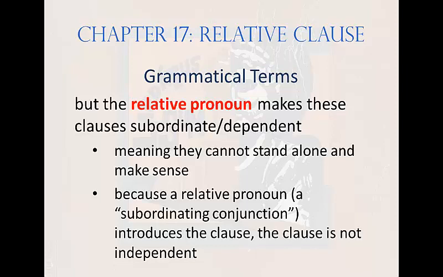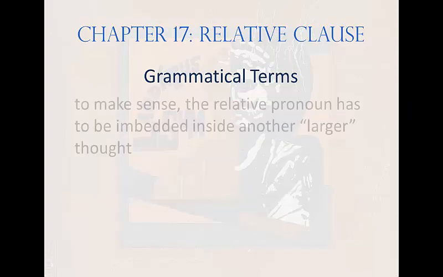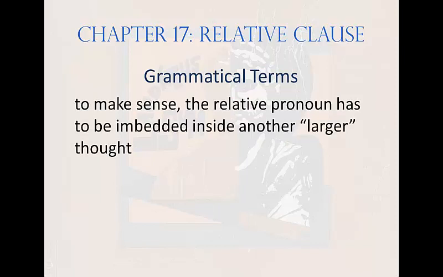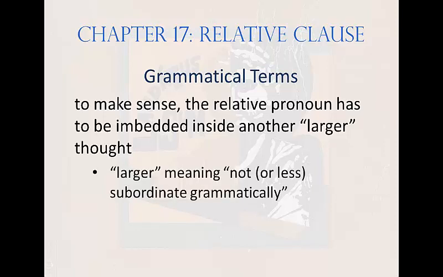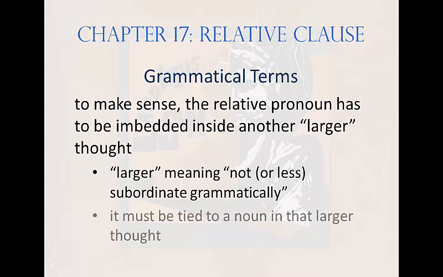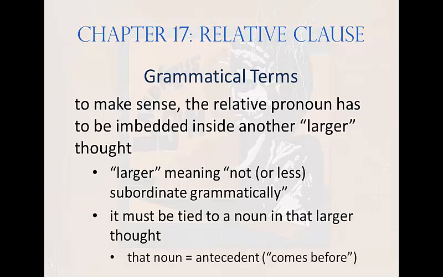That's what clause means, that there's full grammar, but that the statement cannot stand alone and make sense. In order to be part of a grammatical construction that makes sense, the relative clause must be embedded inside a larger sentence or thought, which is not, or at least less subordinate, grammatically. And the way the clause is connected to the main sentence is through the relative pronoun, which has an antecedent, a noun that it's tied to in the main sentence and that the clause modifies.